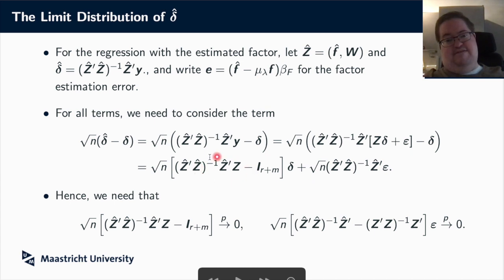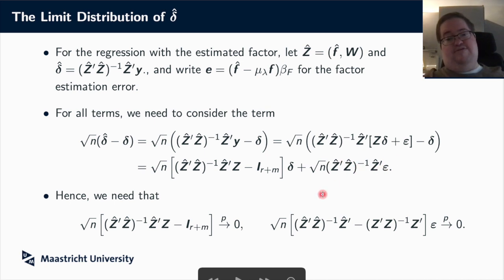Here I don't have that. Here I have this term which looks like it's close to the identity, but it's not equal, minus identity times delta. So I get an additional term here, and also in this final term that I would have before, I now have these estimated z's instead of the true ones.